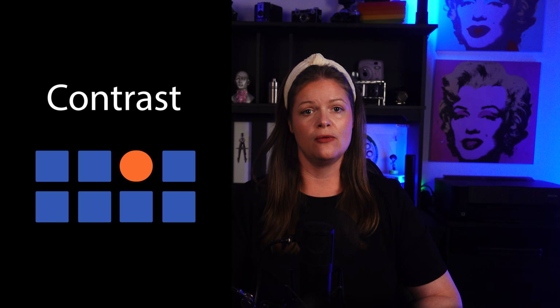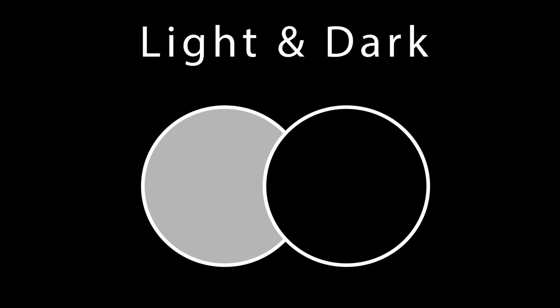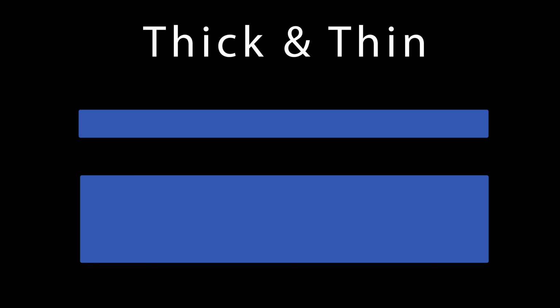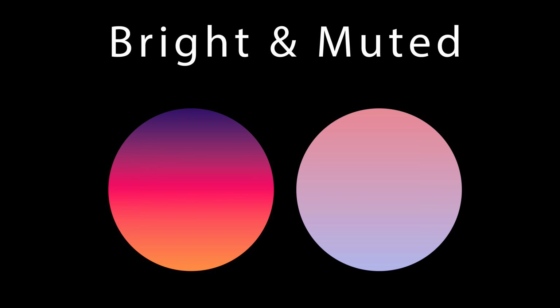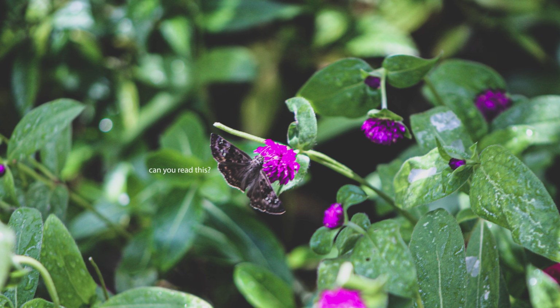Contrast is one of the most powerful design tools because it creates emphasis. Contrast can happen through light and dark, large and small, thick and thin, bright and muted, simple and complex. If everything in a design is equally bold, nothing feels important. But if one element clearly stands apart, the viewer knows where to focus. Contrast also affects readability. Light gray text on a white background might look soft and aesthetic, but it may be hard to read. Tiny text on a busy photograph might disappear completely.